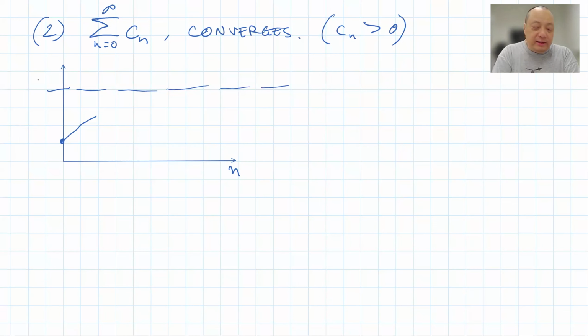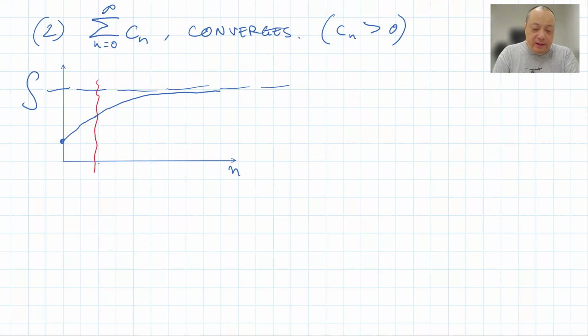It will have to hit some sort of horizontal asymptote on top. So that means eventually you'll have to taper off like that. That's what it means for a sum of C sub n to converge. Well, what about our sum A sub n?